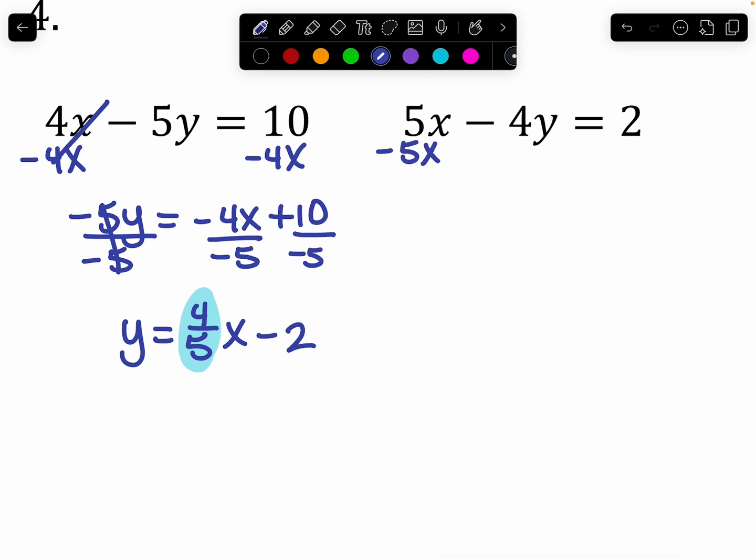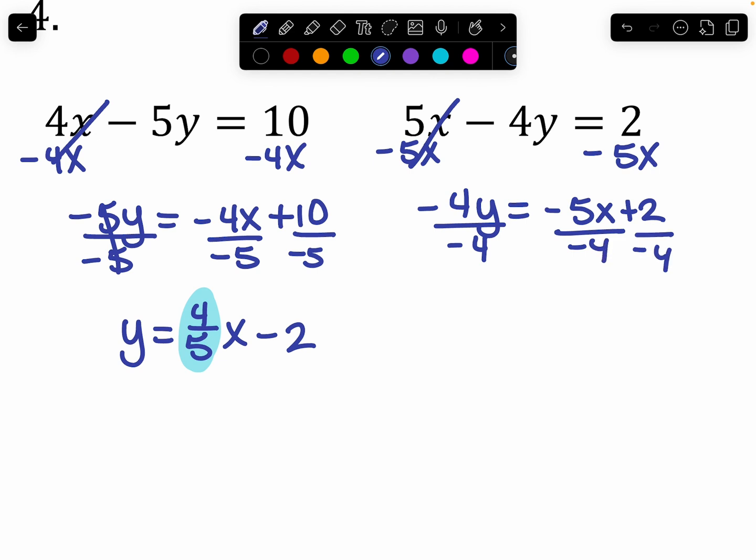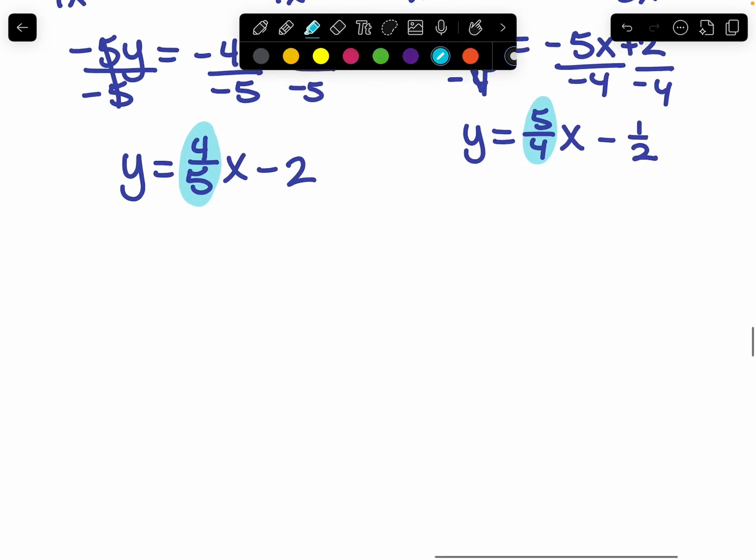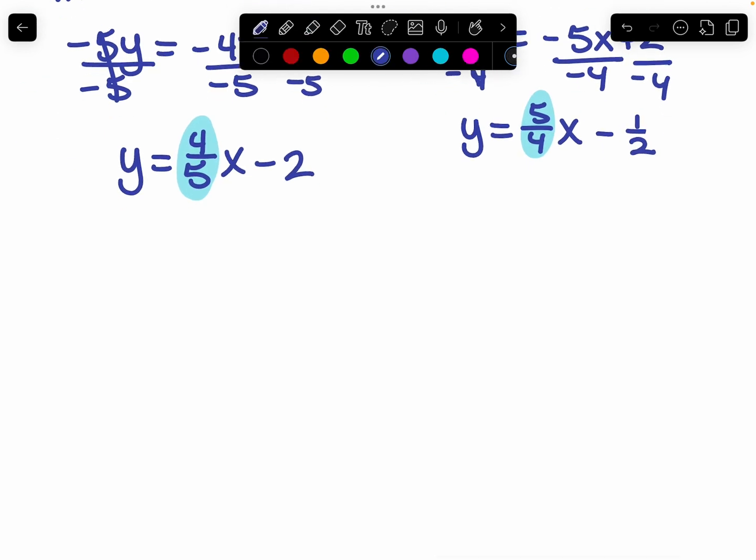Over here, I am going to subtract 5x. I have -4y equals -5x plus 2. Divide both sides by -4. We get y equals a positive 5/4 x minus 1/2. There is my slope. Although these look very similar, are they exactly the same? They are not, so these lines are not parallel.